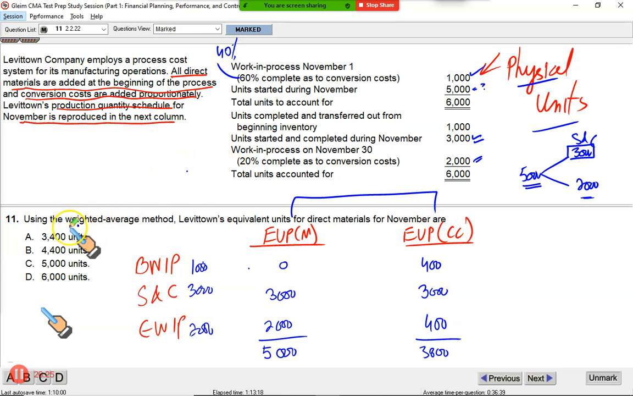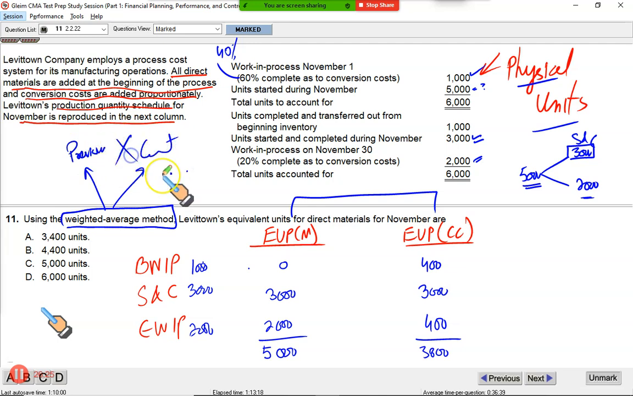Now under weighted average, there is no distinction between what was done previously and what was done now. Under weighted average, no distinction between what was done in the past and what is done now. What was done in the previous period, what is done in the current period, there is no distinction. You have to take the 100% cost. Now let's see, what are the changes you will make in this?